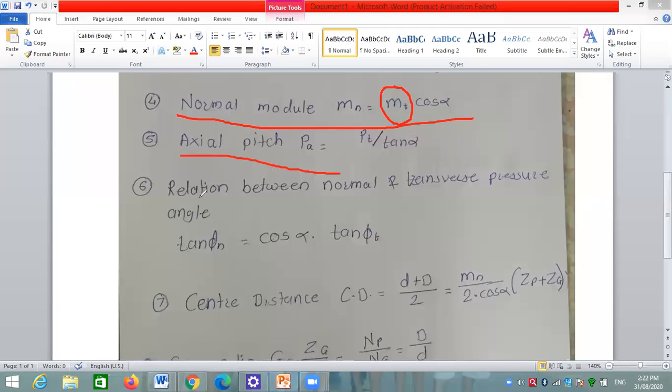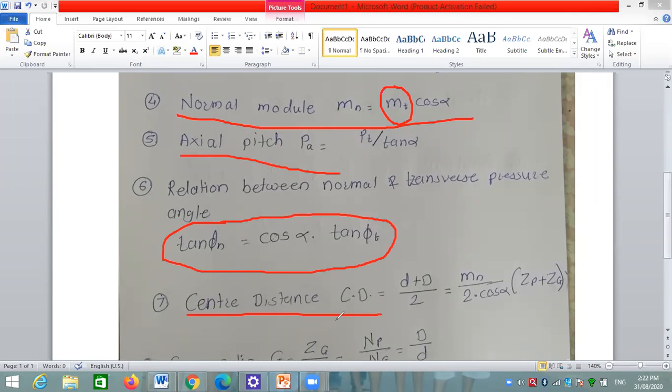Then the sixth formula is the relation between normal and transverse pressure angle. The tan of the normal pressure angle is equal to cos of alpha into tan of phi t. Phi t is the transverse pressure angle. Then another formula is center distance, CD.